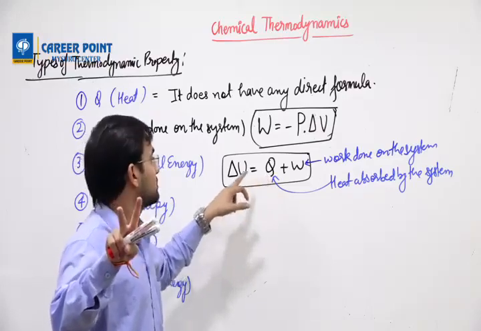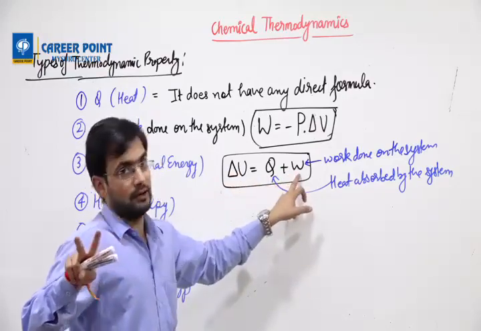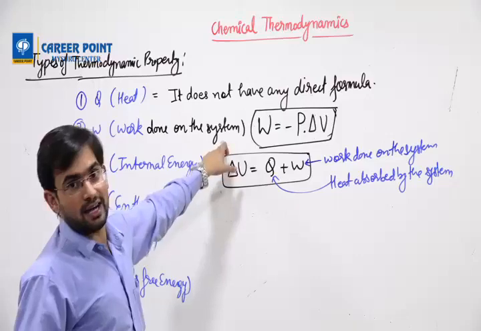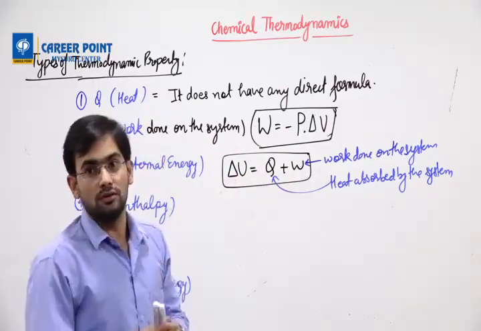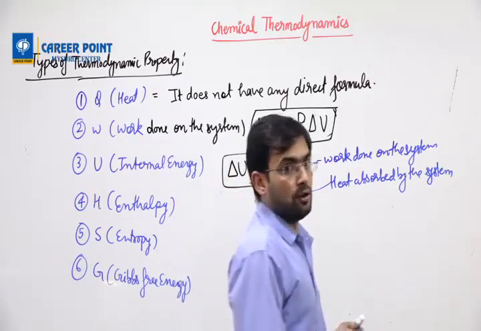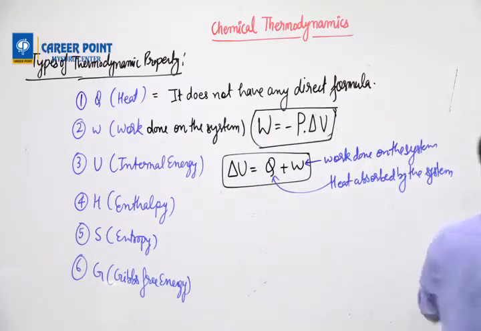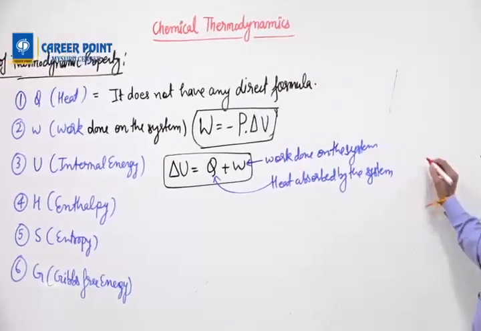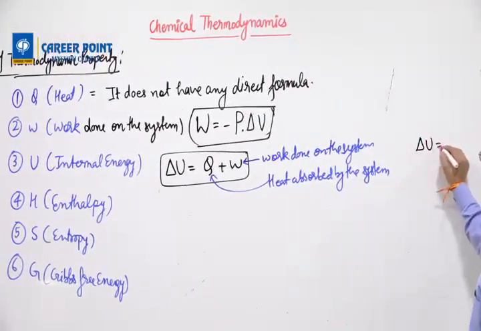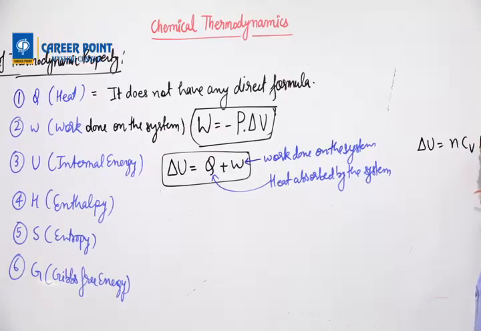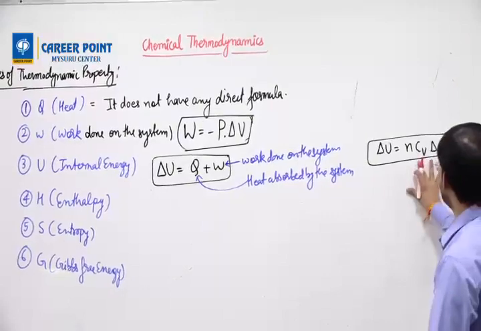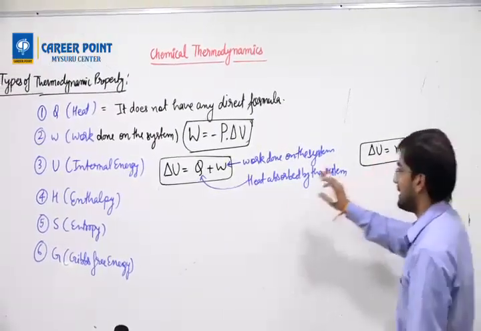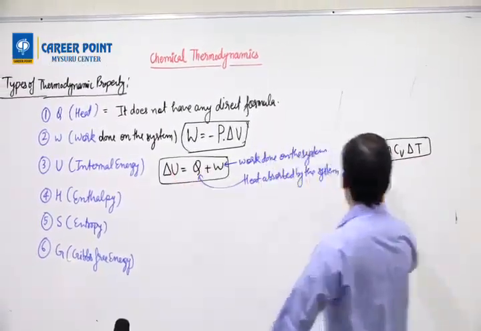What are those two things? Delta U and W. For W, there is a direct formula, you can calculate W. But what about delta U? Delta U also has a direct formula, and that formula is delta U equals to NCV delta T. If you want to find delta U, you can calculate it from here.